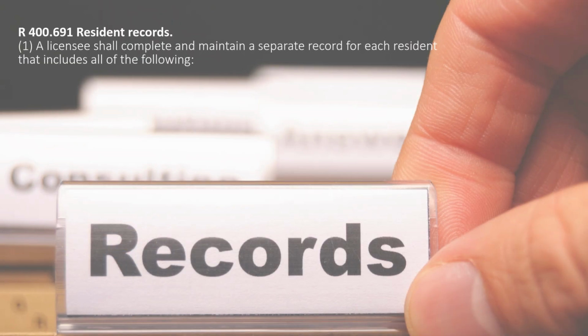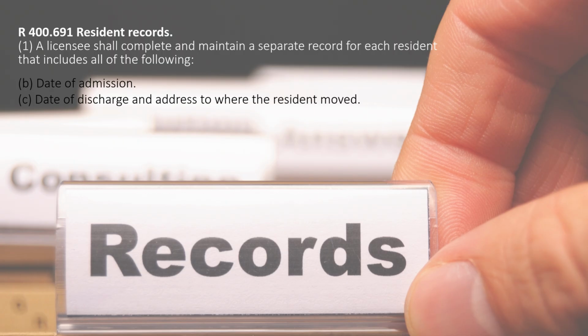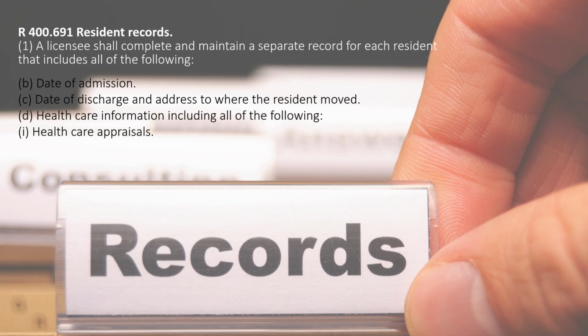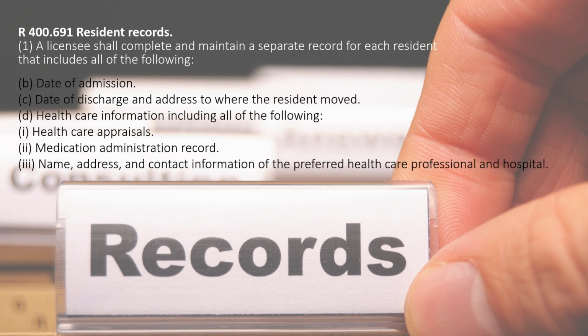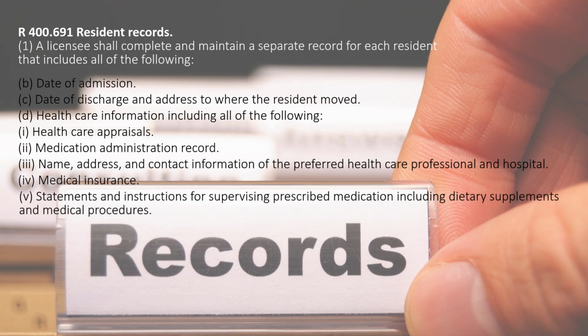The resident record must also include the resident's date of admission, date of discharge, and address to where the resident moved, all healthcare information, including healthcare appraisals, medication administration record, the name, address, and contact information of the resident's preferred healthcare professional and hospital, their medical insurance, and all statements and instructions for supervising prescribed medication, including dietary supplements and medical procedures. As mentioned earlier, the resident record should contain any instructions for emergency care and advanced medical directives.